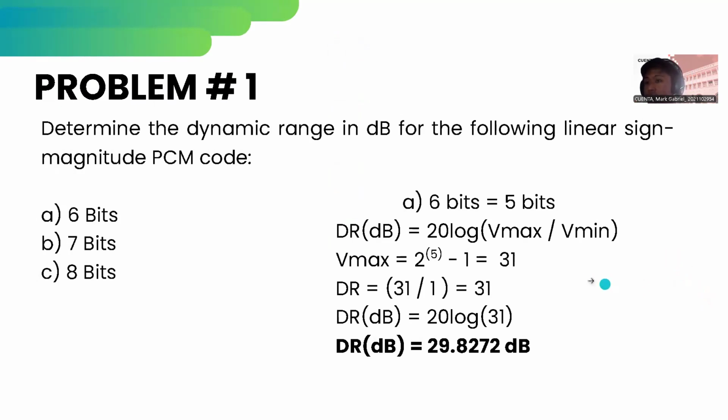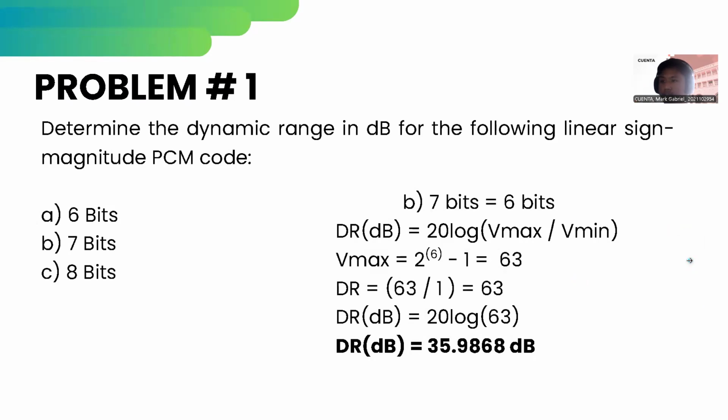the sign. So DR in decibels is equal to 20 log Vmax over Vmin, wherein Vmax is equal to 2 raised to 5, again 5 bits, minus 1 is equal to 31. DR is equal to 31 over 1 is equal to 31. DR in decibels is equal to 20 log 31. So the answer is 29.8272 rounded off to the fourth decimal places.